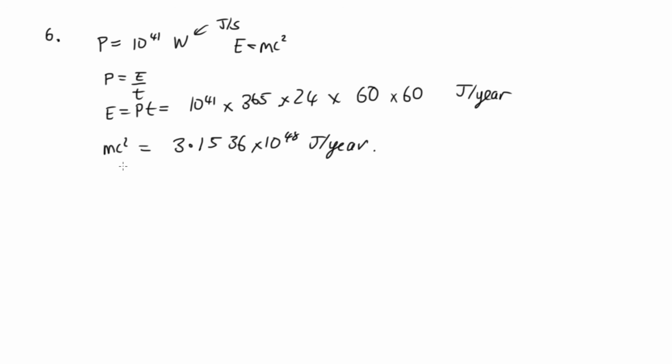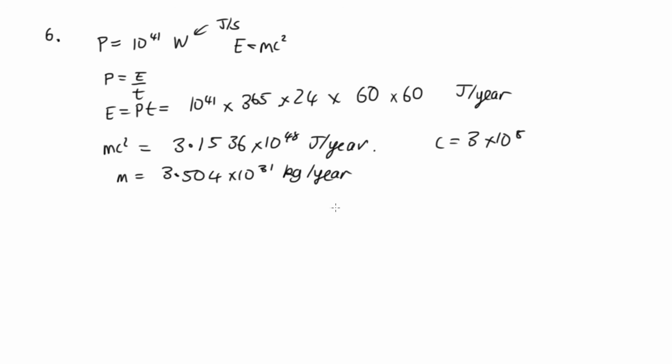And what we're trying to get is m. So m will be equal to this divided by c squared. So now we're going to divide it by, remember c is equal to 3 times 10 to the 8. So we're going to divide it by this squared. And when we do that, we get m is equal to 3.504 times 10 to the 31. And that's in kilograms per year, because we're still in SI units for the mass.